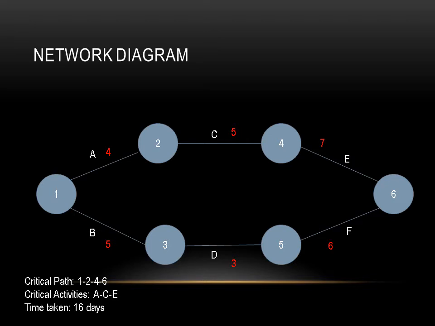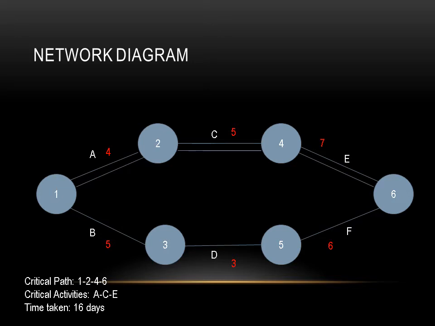Because 1, 3, 5 and 6 will be completed in 14 days. But 1, 2, 4 and 6 is taking 16 days to complete. Definitely the 1, 3, 5, 6 path must wait 2 more days to get completed. That is the main concept behind it. And this path is known as the critical path.